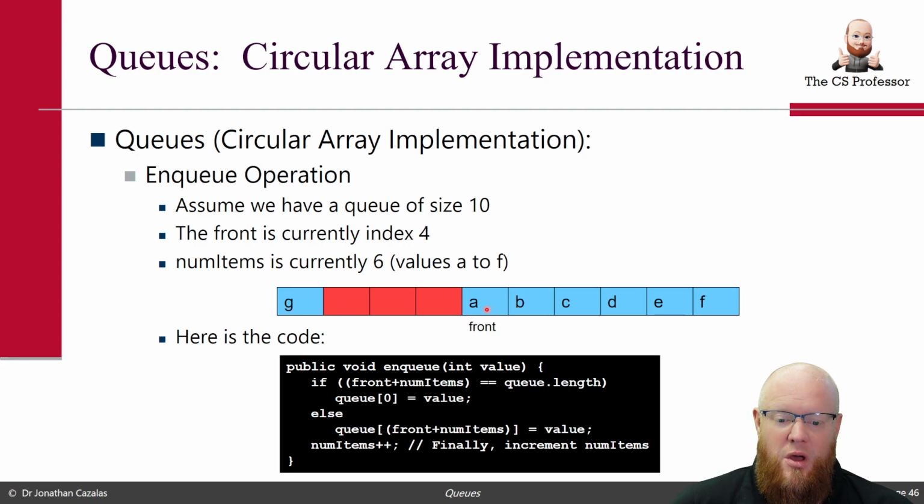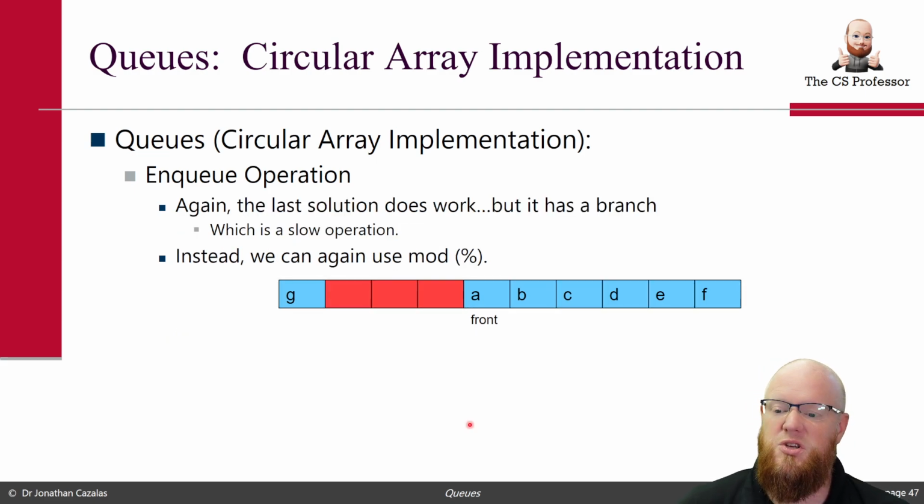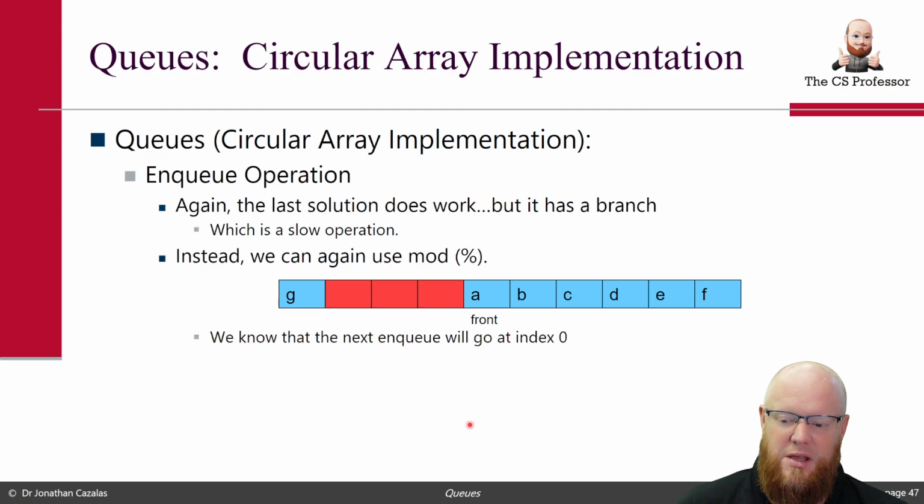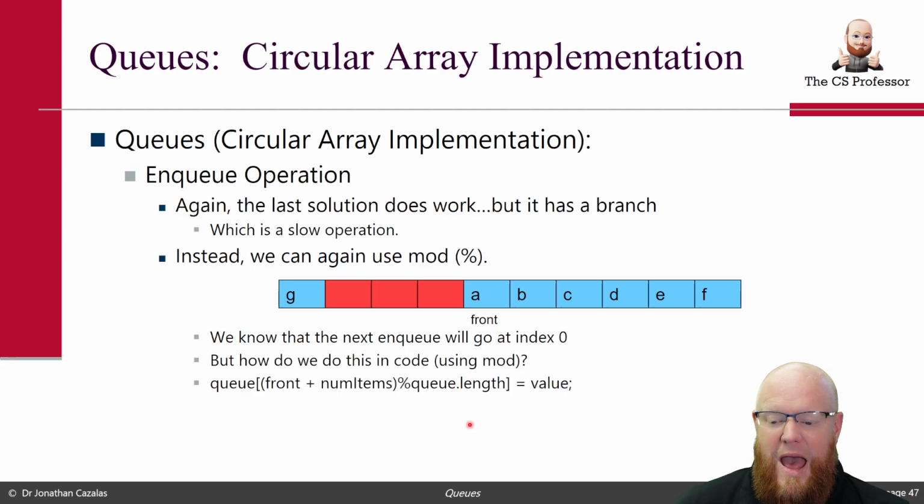But what about right now when we have 7 items and front is 4? 4 plus 7 would be index 11. Clearly, we can't save a value at index 11, so we need a bit more, which is where we come to the idea of using mod. So we know that the next enqueue will go at index 0. How do we do this using mod? Once again, it's funky, but just check this out. We can take that value and save it at this index right here, which is front plus num items, mod the length of the queue.